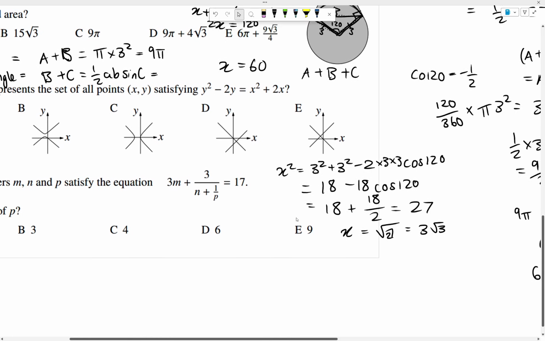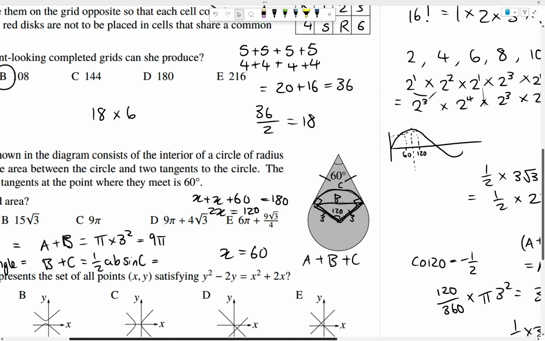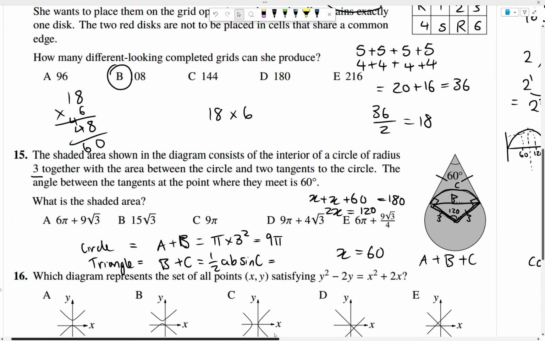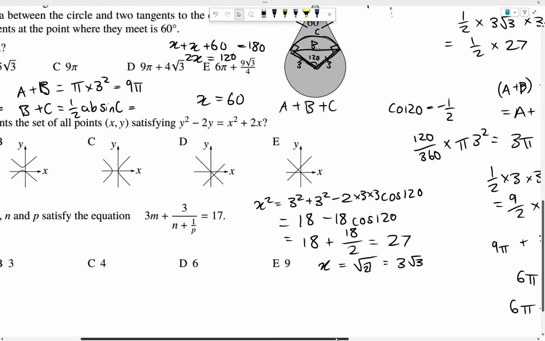And hopefully I've not made a mistake in my algebra. It appears that I have.